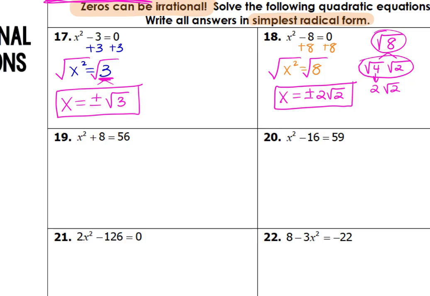Okay, number 19. What's your first move? Minus 8. Take away 8. Okay, so we get x squared equals, negative, or no, 48. Have we isolated the x squared? Yes, we have. Okay, so once you've isolated, then what? Square root. We're going to square root both sides of our equation. The square root of x squared is x. Make sure you put your plus or minus in.